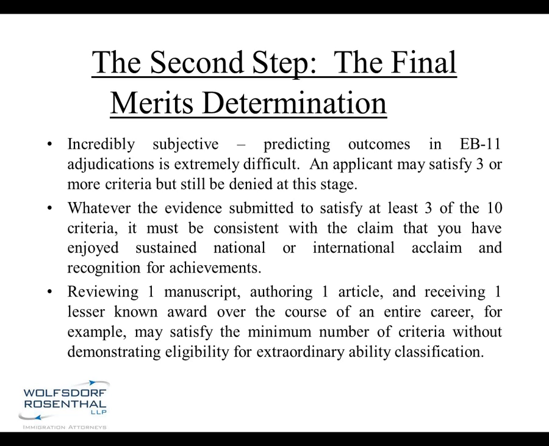So the example I give there is reviewing one manuscript, authoring one article that's published, and receiving one lesser-known award over the course of your entire career, which gets you that minimum 3 criteria, but that does not necessarily demonstrate eligibility for extraordinary ability classification. Now, if it's a relatively short career, it may, if that article was a major seminal paper that reported a breakthrough in your field, or the lesser-known award that you received was particularly prestigious. It was an international award that thousands of people were competing for.